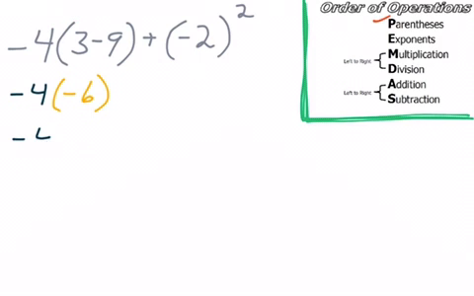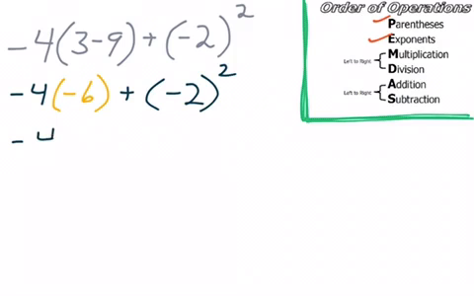So what we're going to say is I have negative 4 times a negative 6 plus, and we have this negative 2 squared. I don't need to do anything to this negative 2 in parentheses because there's not anything that I need to add to it, subtract, multiply, or divide inside the parentheses. So this just means at some point, because it's negative, I'm going to have to square it with this exponent right over here.